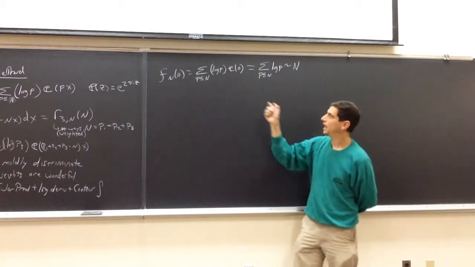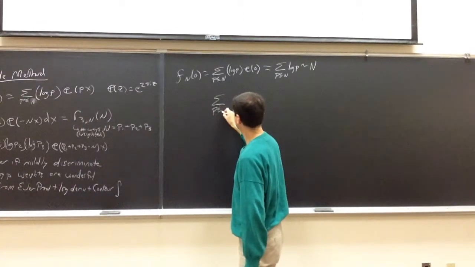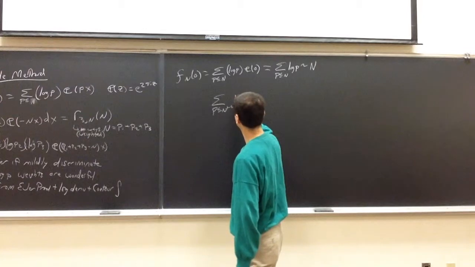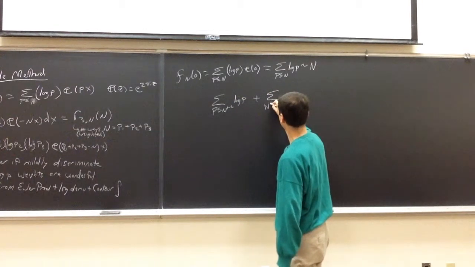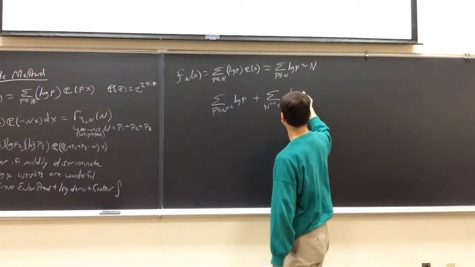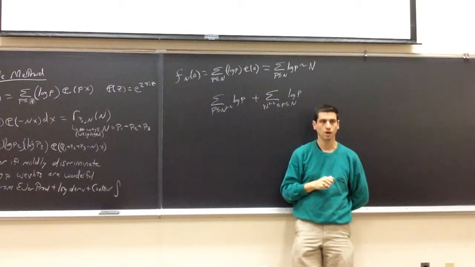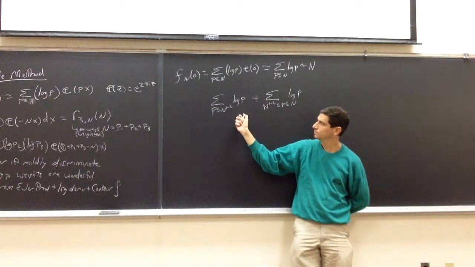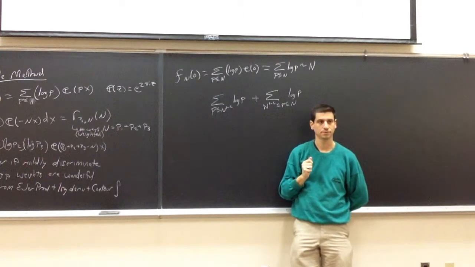If you want, I could truncate and I could look at the sum over p less than or equal to N^{1-ε} of log p plus the sum over N^{1-ε} less than or equal to p less than or equal to N of log p. What's the maximum contribution I could have in this region?